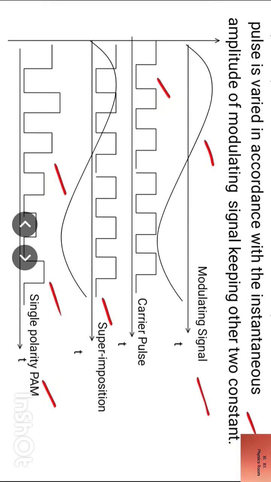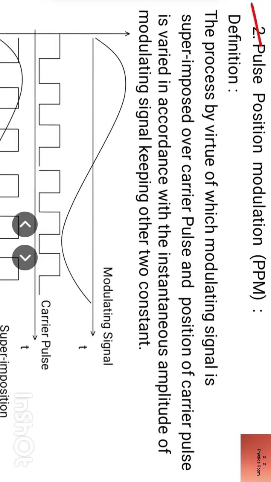Now look here, where the signals are in phase, their amplitude increases, and where they are out of phase, their amplitude decreases. So you can look into the single polarity PAM. If this part is downward, then it is double polarity PAM, that is double polarity pulse amplitude modulation.